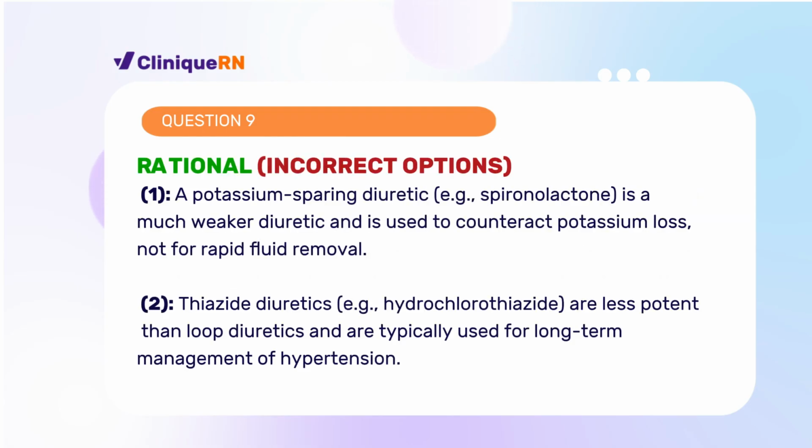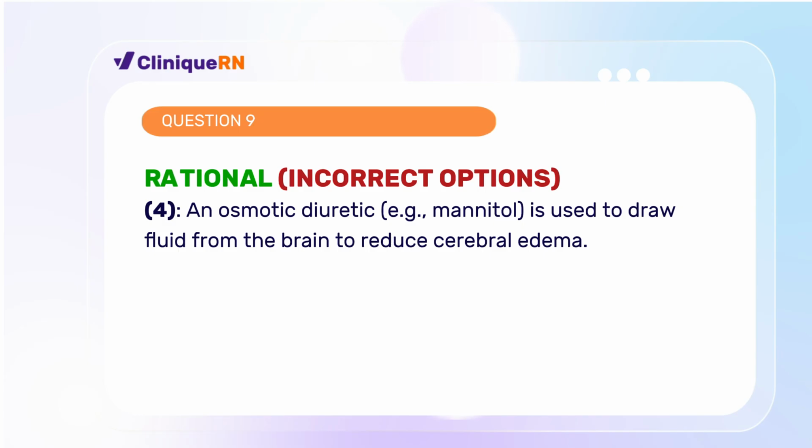Incorrect option 1. A potassium-sparing diuretic, e.g., spironolactone, is a much weaker diuretic and is used to counteract potassium loss, not for rapid fluid removal. Incorrect option 2. Thiazide diuretics, e.g., hydrochlorothiazide, are less potent than loop diuretics and are typically used for long-term management of hypertension. Incorrect option 4. An osmotic diuretic, e.g., mannitol, is used to draw fluid from the brain to reduce cerebral edema.